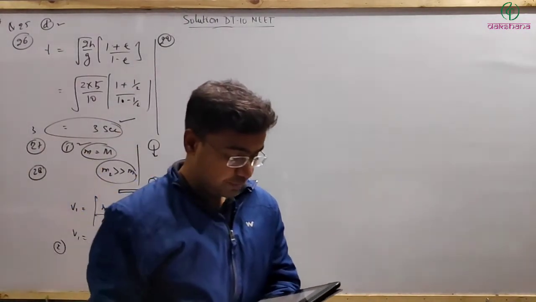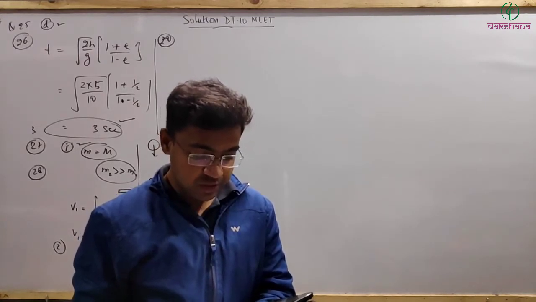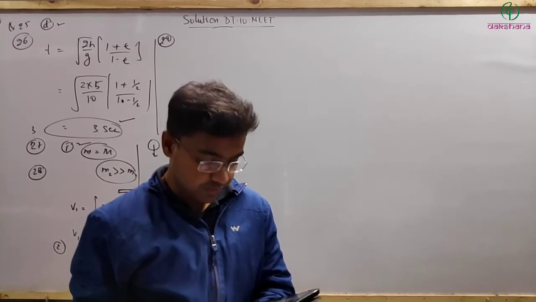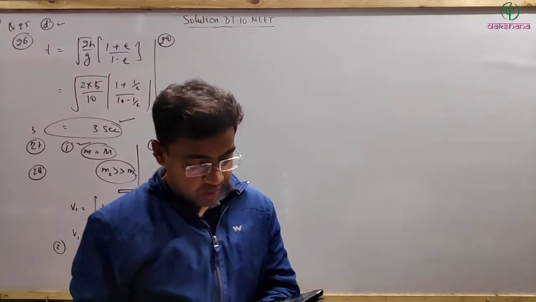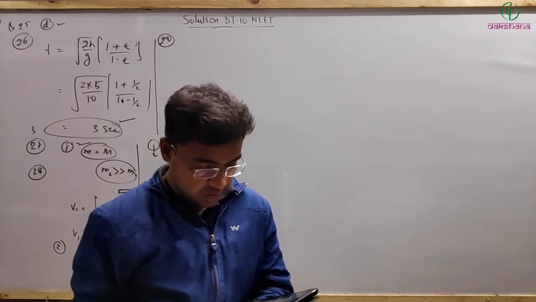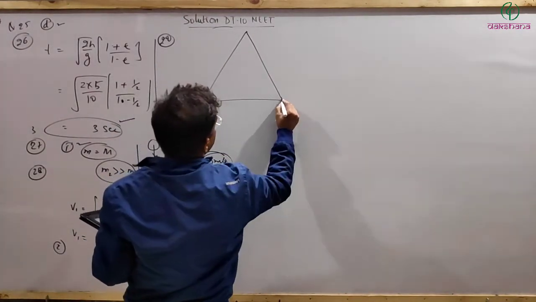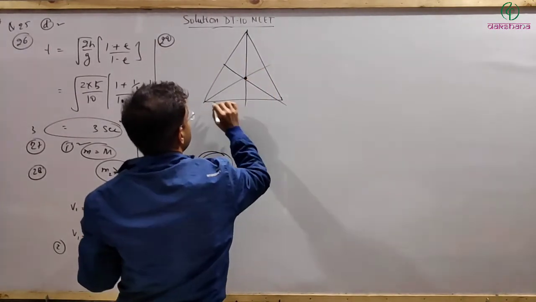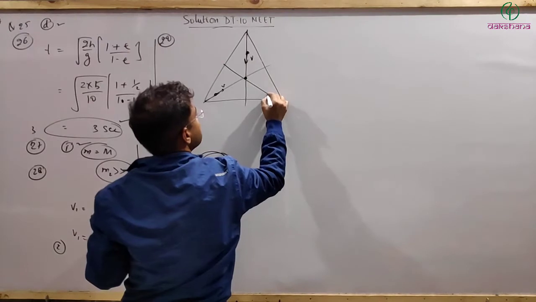Three particles A, B, C of equal mass move with equal speed v along the medians of an equilateral triangle as shown in the figure. They collide at the centroid G of the triangle. After collision, A comes to rest, while B retraces its path with the speed v. What is the speed of C? So here you basically have to apply conservation of linear momentum before collision and after collision. Initially this particle has speed v, this particle has speed v, and this particle has speed v.